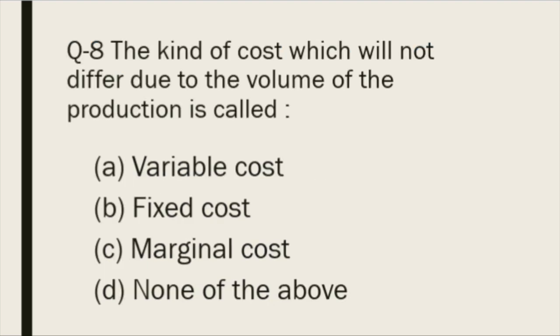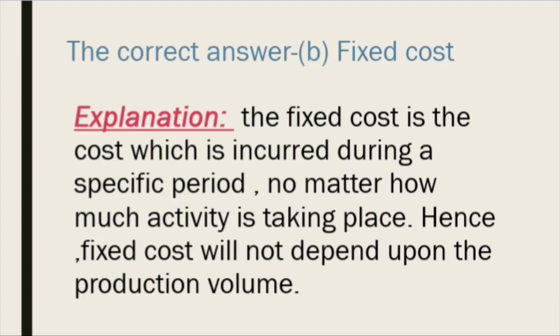Next question is that the kind of cost which will not differ due to the volume of production is called: variable cost, fixed cost, marginal cost, none of the above. So, the correct answer is fixed cost. And the reason is that the fixed cost is the cost which is incurred during a specific period, no matter how much activity is taking place. Hence, fixed cost will not depend upon the production volume.